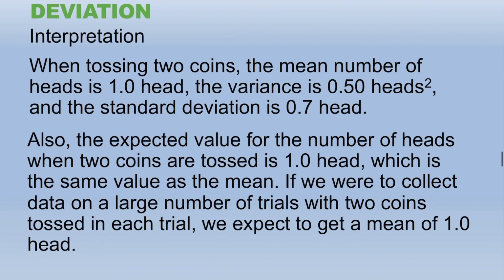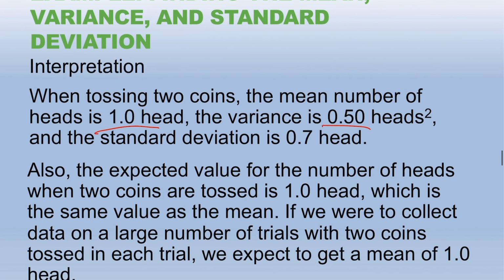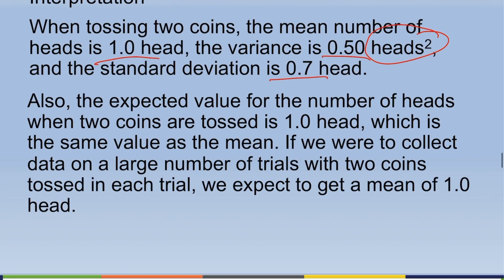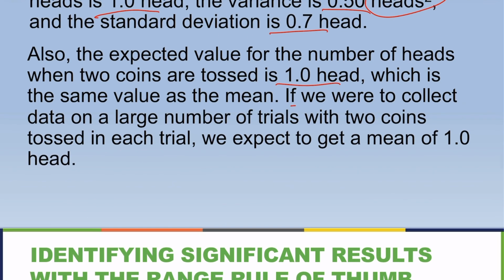Also, the expected value of the number of heads when 2 coins are tossed is 1 head. So the mean number of heads is 1, and the variance is 0.5. That's what we found. And the standard deviation is 0.7, which is about 1 over the square root of 2. Notice this very interesting unit here, heads squared. Also, the expected value is going to be 1 head. And so if we collected data on a large number of flips, we would expect to get 1 head per flip.